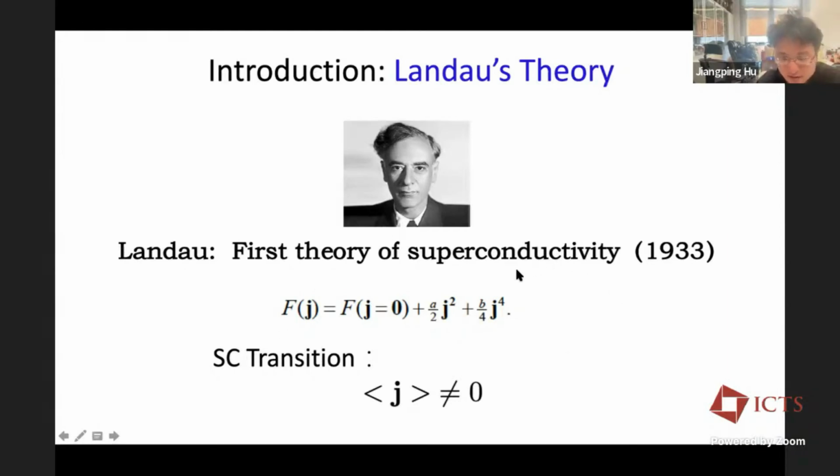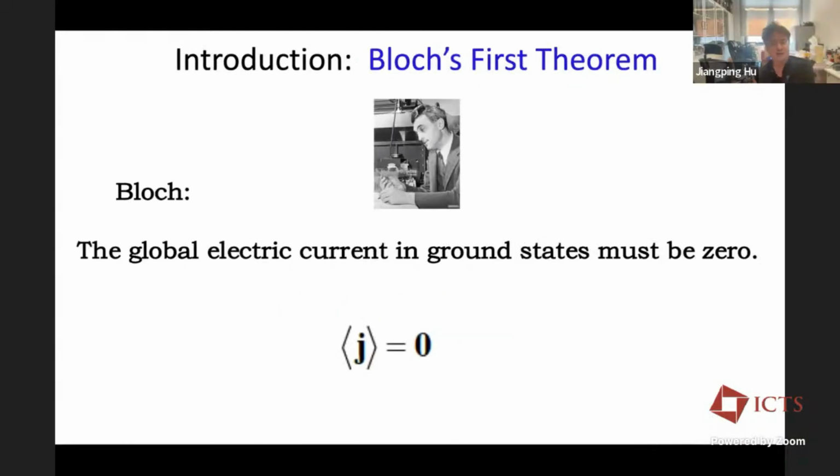I think this is probably the first idea which proposes that electric current can be non-zero in the ground state. But of course, we know now that this is not true. It's related to a very interesting theorem called Bloch's theorem.